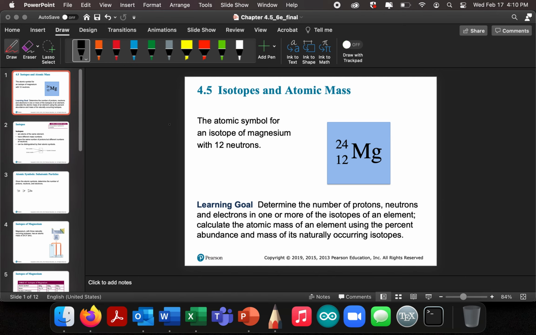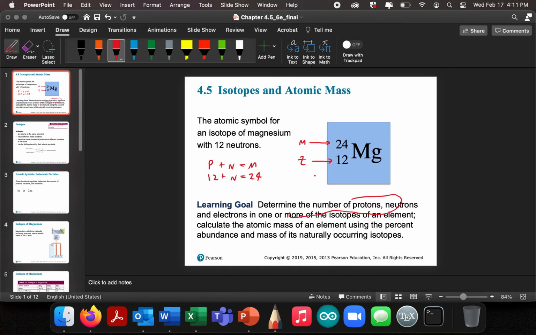Now, I've got here a picture of a periodic table-like entry for magnesium. I want to point something out: when you see symbols like this, this is the atomic number, which I'm going to use for Z, and this is the mass number, which I'm going to call M. The mass number is 24, the atomic number is 12. So that means magnesium has 12 protons, and protons plus neutrons is equal to the mass number. If it has 12 protons and a mass number of 24, that means it has 12 neutrons also.